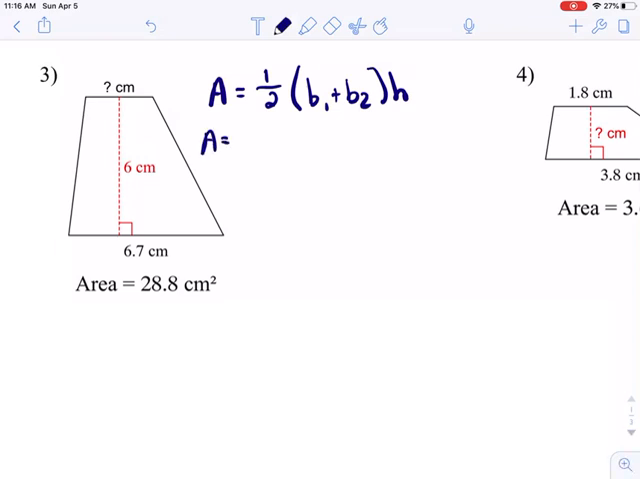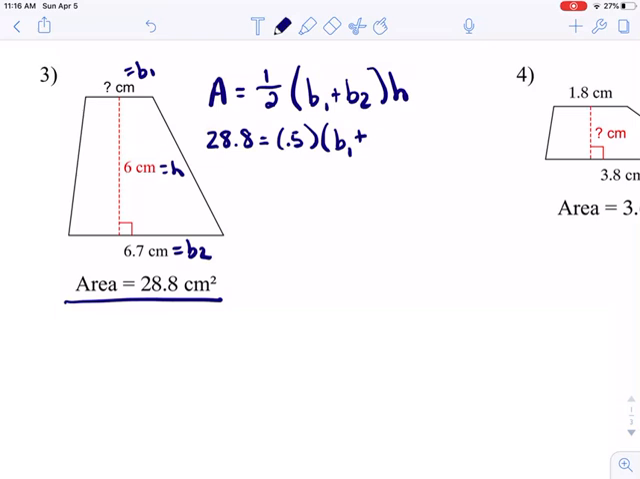So I'm going to substitute my values. I don't have base 1. I do have base 2. I do have my height, and I have my area. So I'm going to rewrite and substitute the values in. 28.8 equals 0.5. I do not have base 1, so I'm just going to write that as a variable. I do have base 2, and I do have my height.